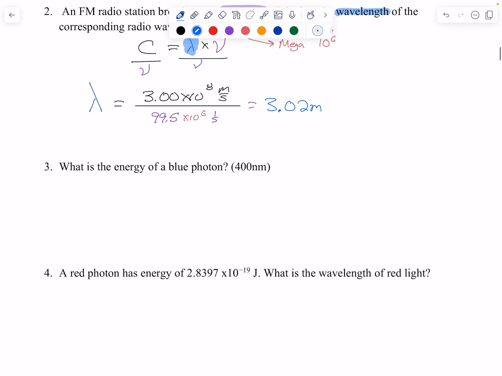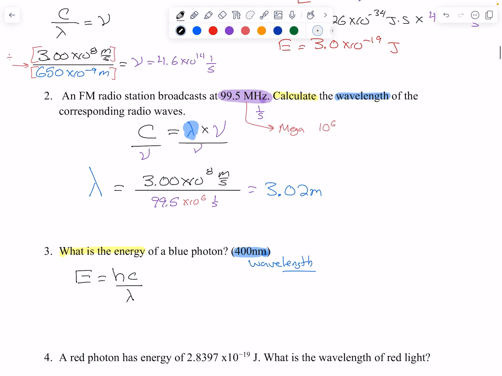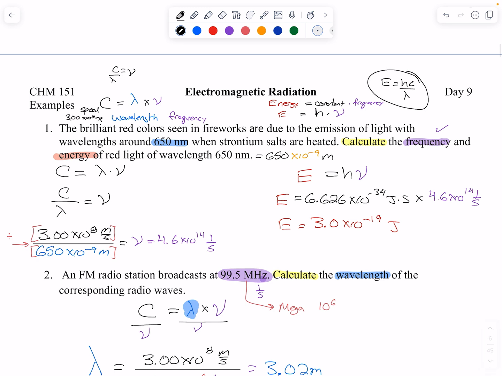All right, now we're going to do the energy of a blue photon. So our question is, what is the energy of a blue photon? And it gives you 400 nanometers. And since that's meters, that is a wavelength. I'm going to use E equals hc over lambda, just like if I scroll back up, that one, because that's going to make it one step. You could find the frequency first and then the energy second. You could do that. I'm not going to do that though. I'm going to do it at the same time.